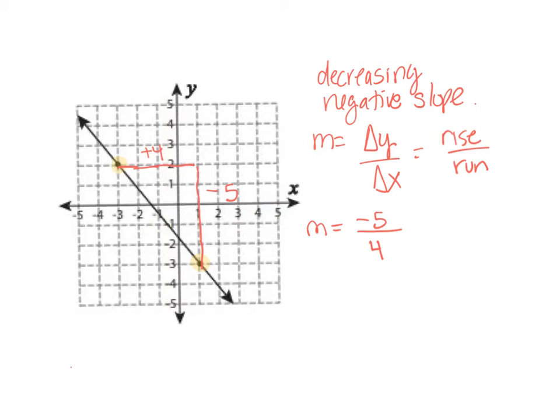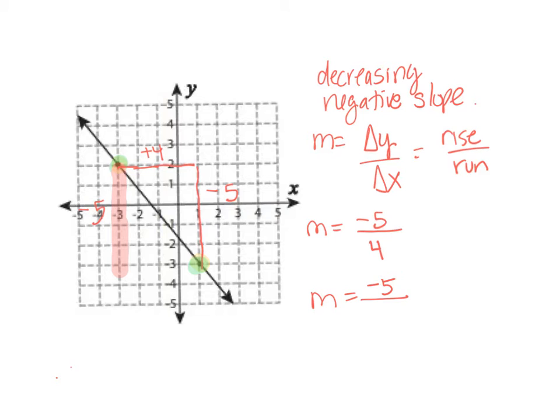If you wanted to count it a different way, let's say that we wanted to start at this point here and go to this point here, but let's say we counted down first. 1, 2, 3, 4, 5. That would be a negative 5 move.